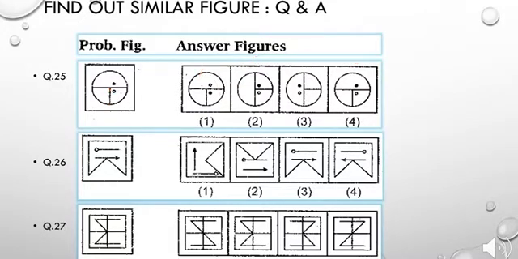Let's go to the next question. In the next question again there is a problem figure given and there are 4 answer figures given. One of the answer figures is similar to the problem figure. So let's first carefully see the problem figure. We find that there is a design.